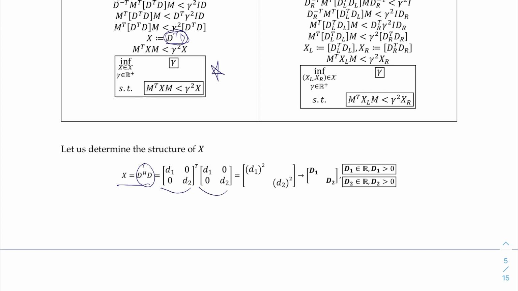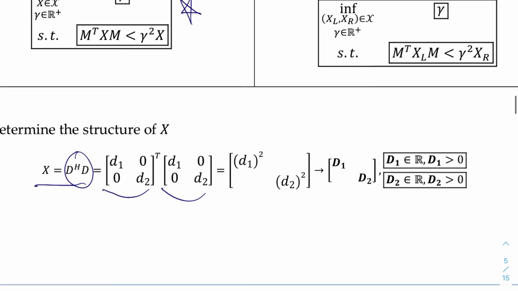This is our D and this is our D, right? And if we look at the form we have, this is our X. The form of X is in that form, right? This is a real positive number, and this is again a given real positive number. So X is parameterized by D1 and D2, and they are positive real numbers.